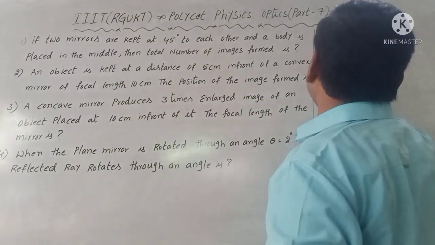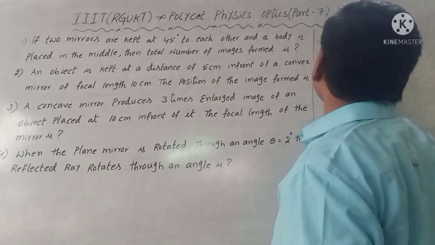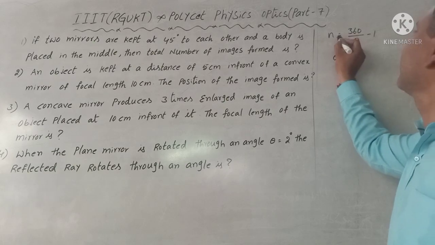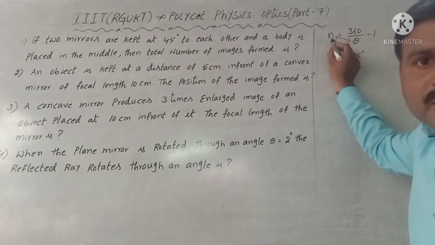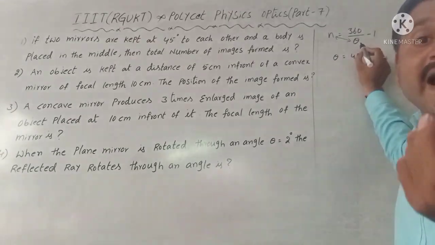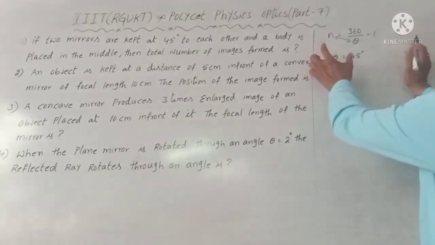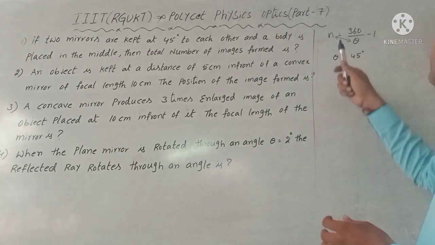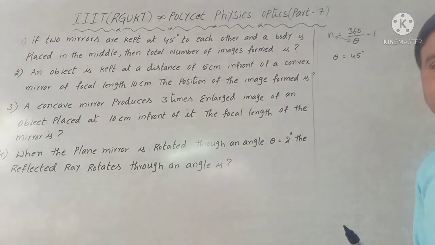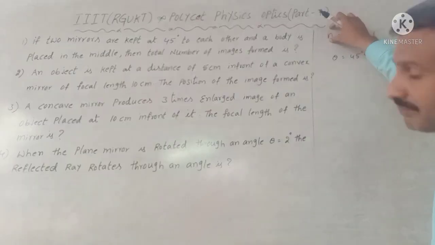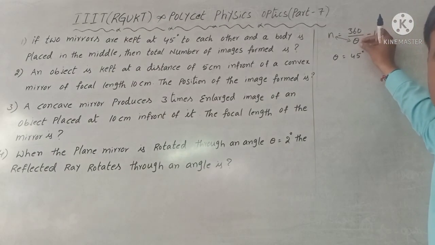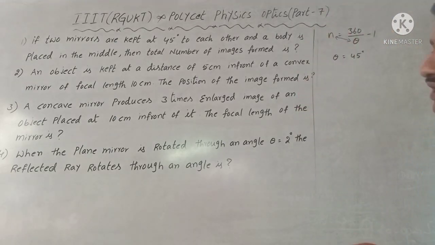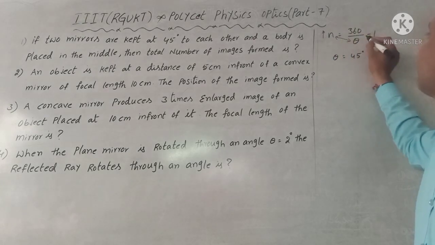Here given theta value, theta is equal to 45 degrees. Already you understand the relation between n and theta. n is the number of images and theta is the angle between two plane mirrors. So are these two directly proportional or inversely proportional? Yes, inversely proportional. Number of images is maximum when theta value is minimum. When theta value is maximum, number of images will be minimum. One rises, another goes down.